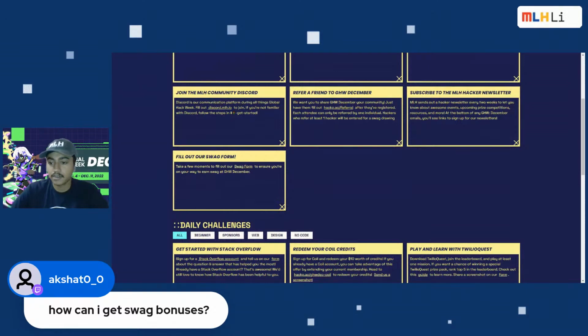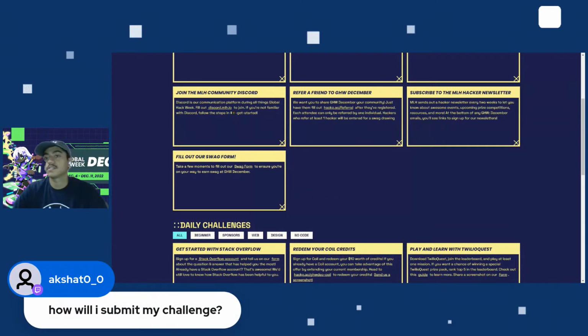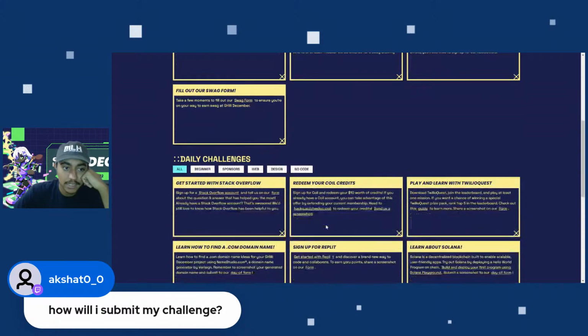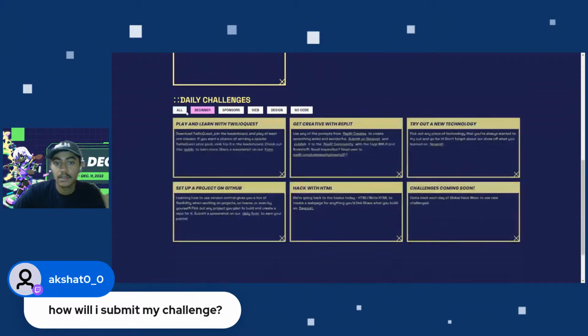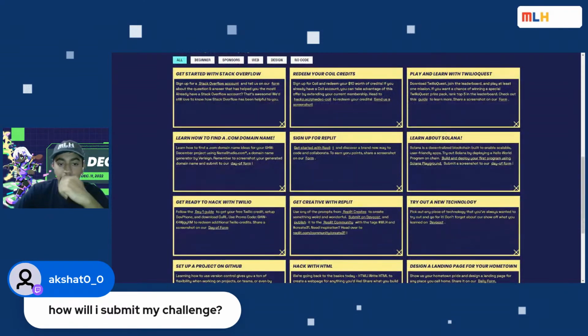The next question is how to submit my challenge. These are daily challenges, and if you're a beginner, you can do them. Sign up for Replit. We will be coding today, so we will be making an account on Replit, and you will earn a point there too. You can also find a domain name for yourself.